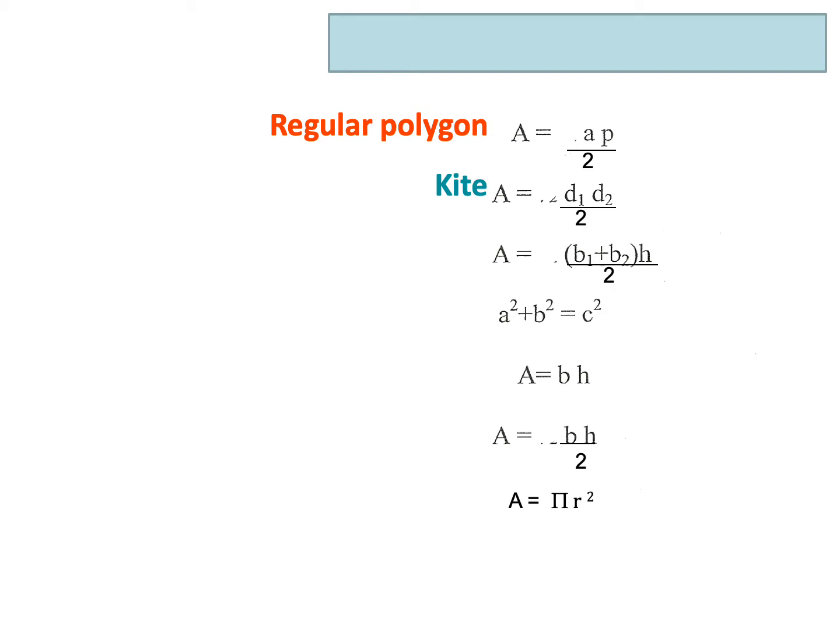So, trapezoid, base plus base, those are the two parallel sides, times the height divided by 2. Make sure you add it first, then multiply by the height. A lot of people tend to leave that height off.